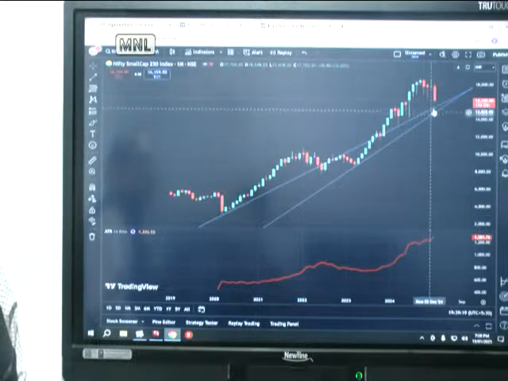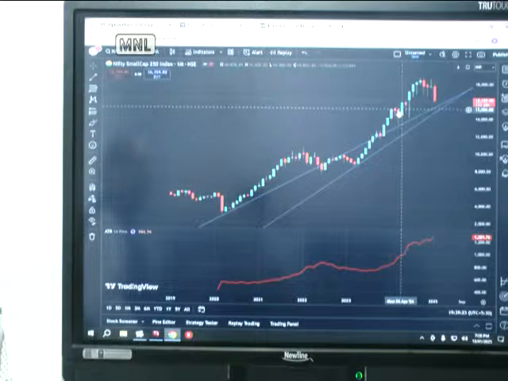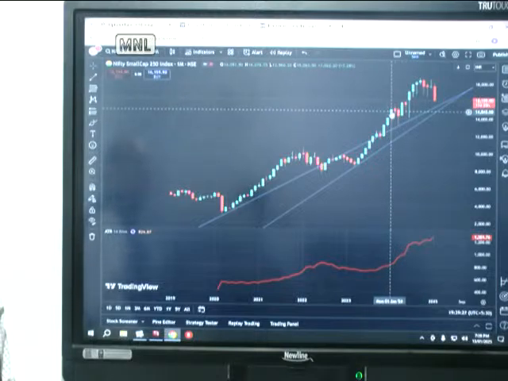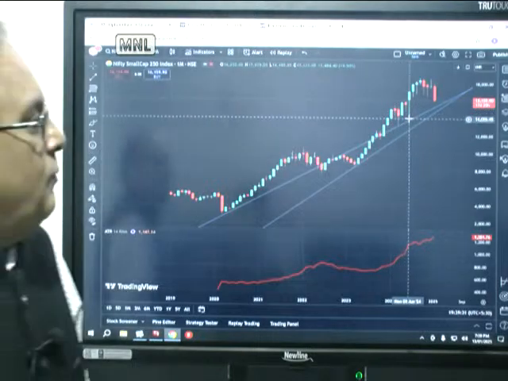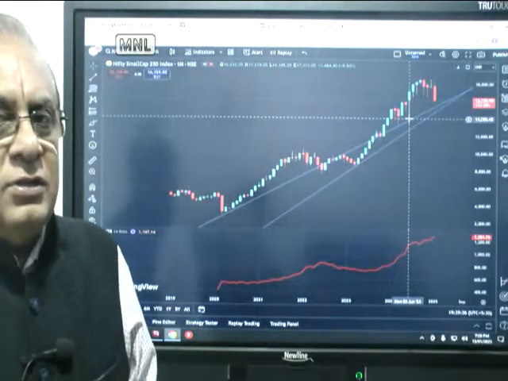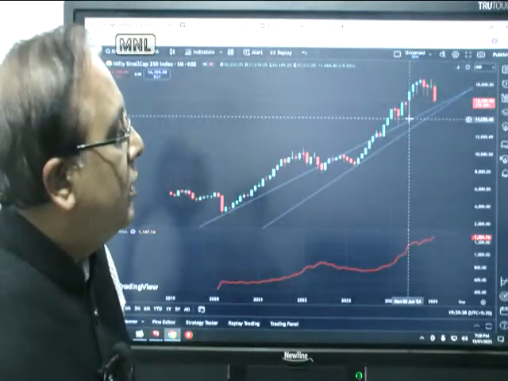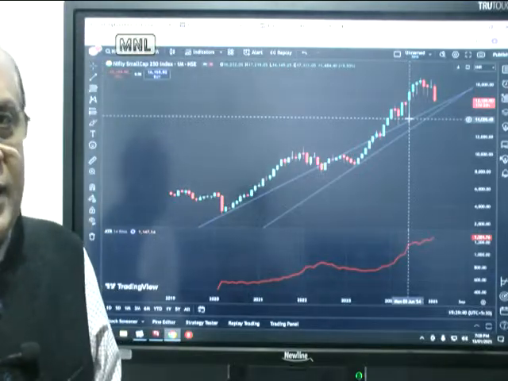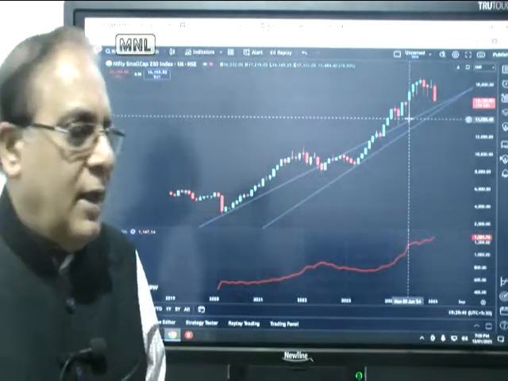Okay. So this comes closer to the 15,169. Somewhere at this particular level, this 15,000. The 15,060 close was an important monthly close. So I expect 15,060, 15,070 probably to hold for the market to rally back. So keep an eye on that.